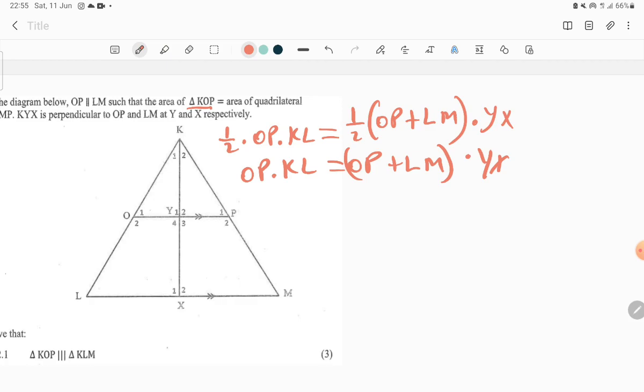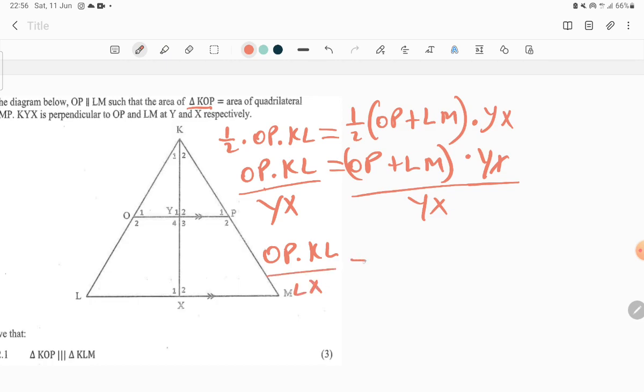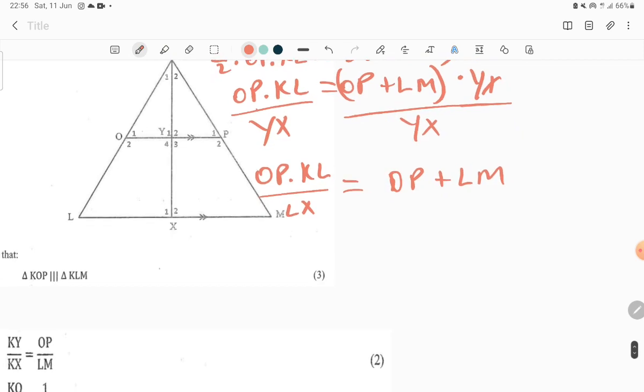Now, on that note, let's just divide by YX on both sides, so that we have OP times KL divided by YX, which is equal to OP plus LM. So this is what we have.